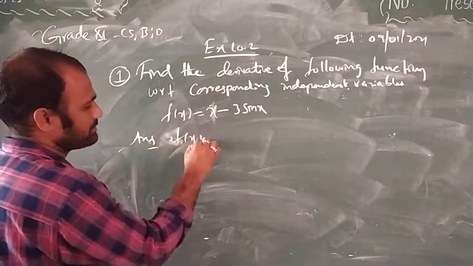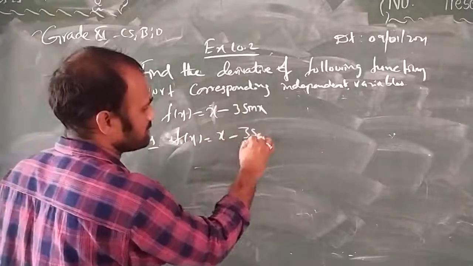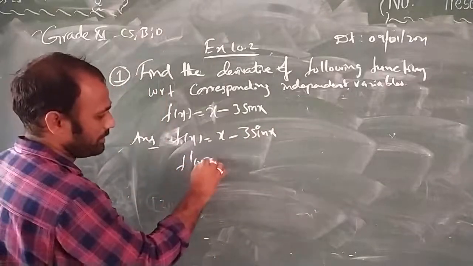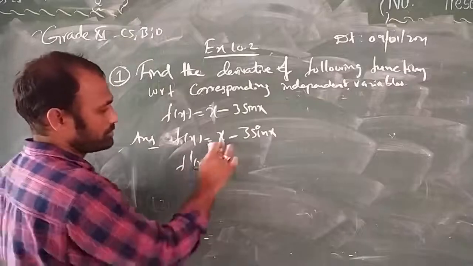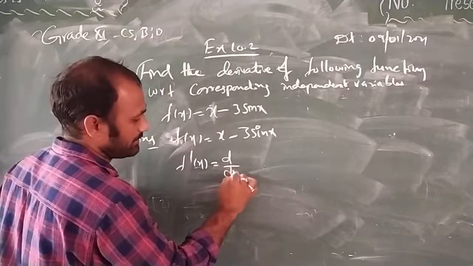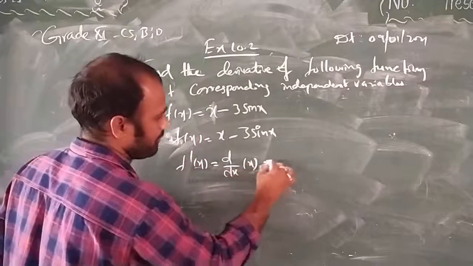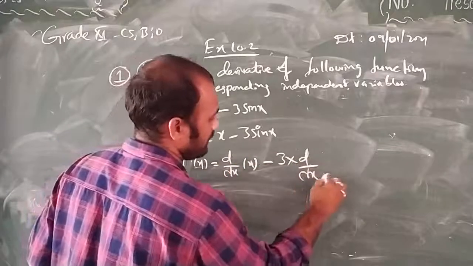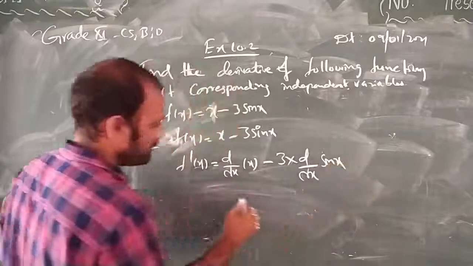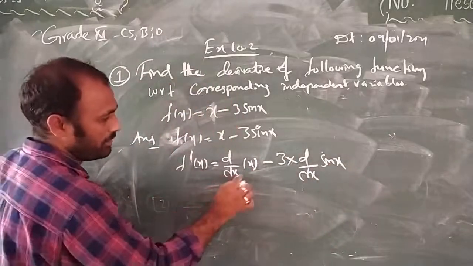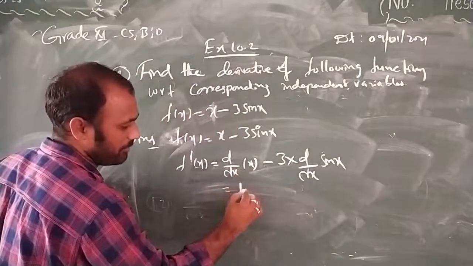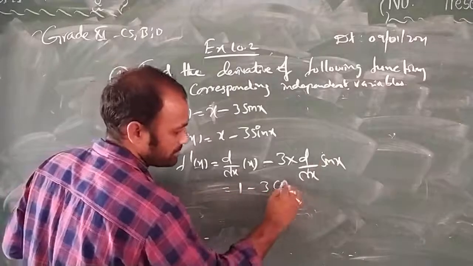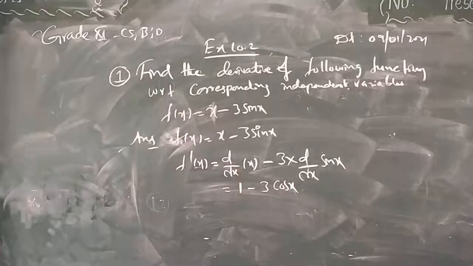F of x is equal to x minus 3 sin x. So let us apply the derivative. f dash of x is equal to d by dx of x minus 3 d by dx of sin x. For a constant function, we already learned that the derivative will be 1. Minus 3, sin x derivative is cos x. So the answer is 1 minus 3 cos x.